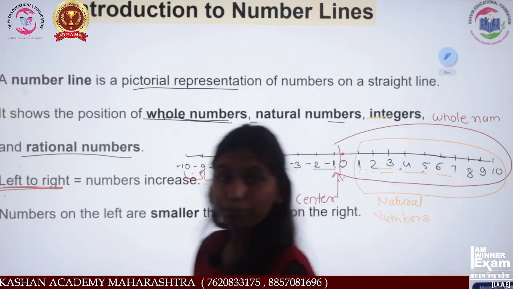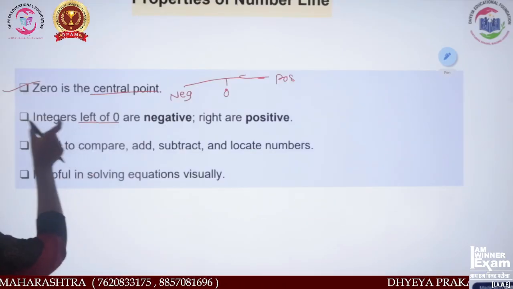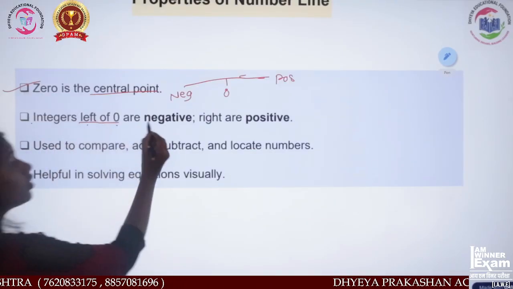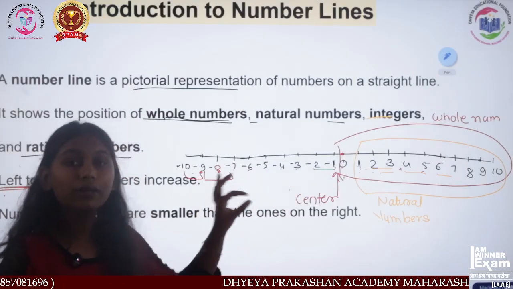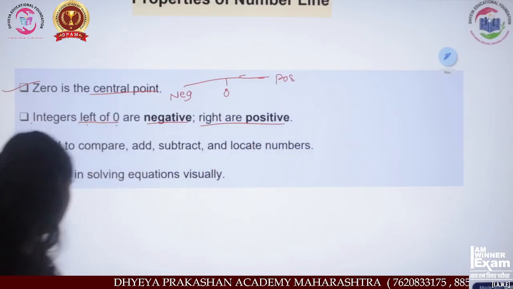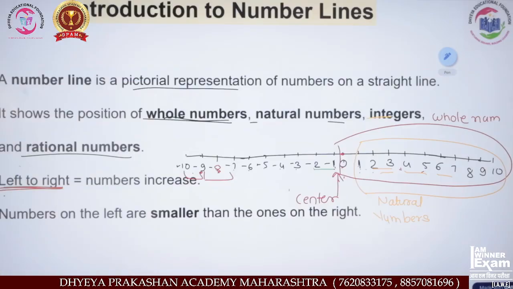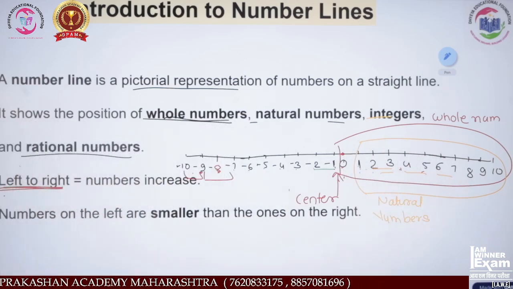In the same way, it says that the integers on the left of 0 are negative. Let's check. This is the left of 0 and all the numbers are negative. And right are positive. Integers on the right are all positive.